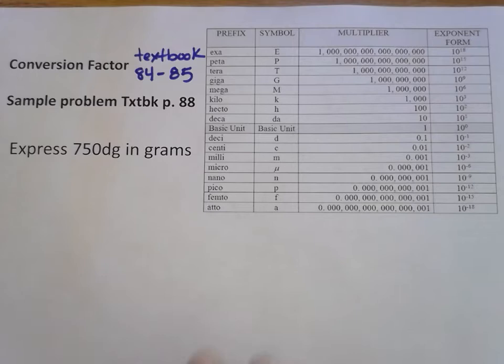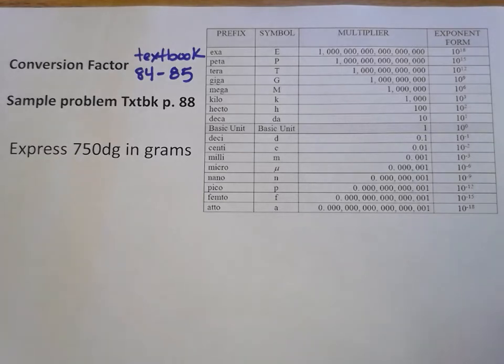This table is the table I asked you to glue into your notebook. On this table it has a bunch of prefixes. It has the symbols for those prefixes. It has the multiplier, or how many base units can be found in each prefix, as well as the exponent form of that multiplier. Everything above the base unit is a larger measurement, and everything below it is smaller. Therefore, you have multiple base units in all of these prefixes that are above the base unit, and you have decimals below.